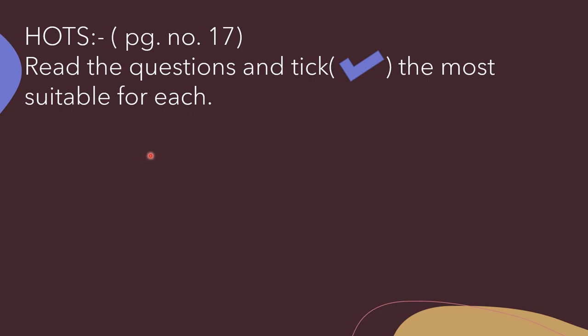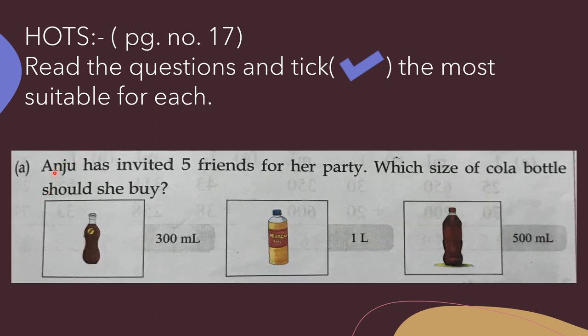So let's see what is given to us. Here in A part, this is given: Anju has invited 5 friends for her party. अंजू ने अपने 5 फ्रेंड्स को पार्टी में इनवाइट किया. Which size of cola bottle should she buy? तो जब उसने अपनी फ्रेंड्स को इनवाइट किया तो वो उन्हें कोला पिलाना चाहती है, कोल्ड ड्रिंक. ठीक है, तो वो कौन सी बोतल खरीदेगी? There are 3 options. First option is 300 milliliter. Second option is 1 liter. And third option is 500 milliliter.